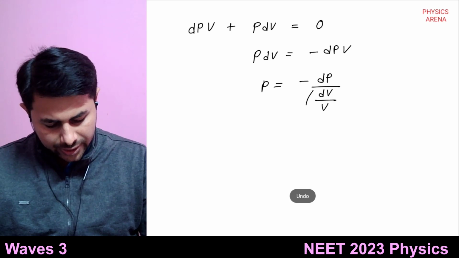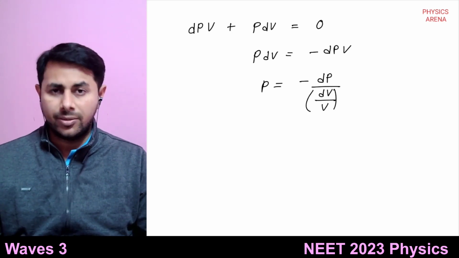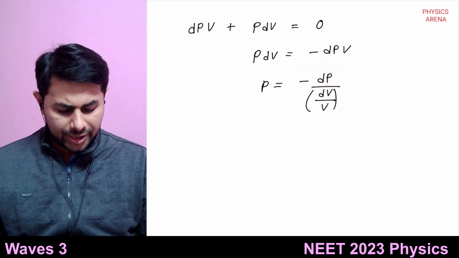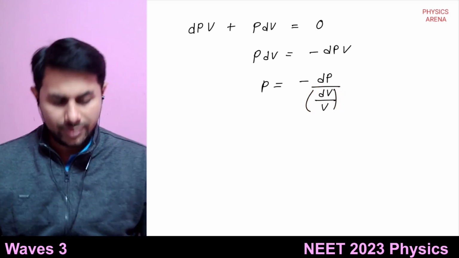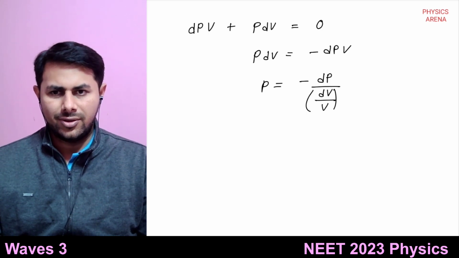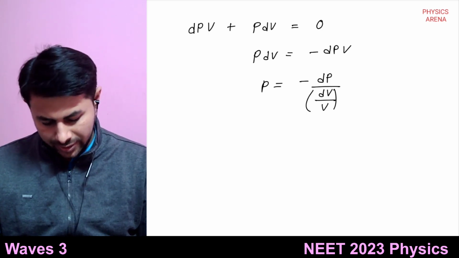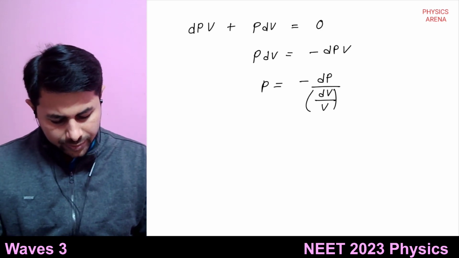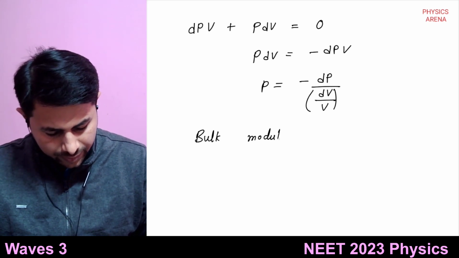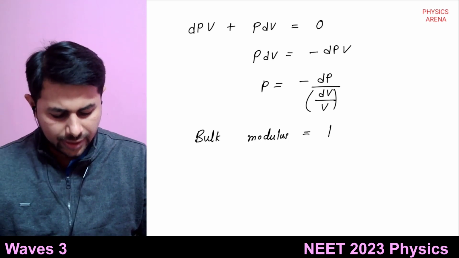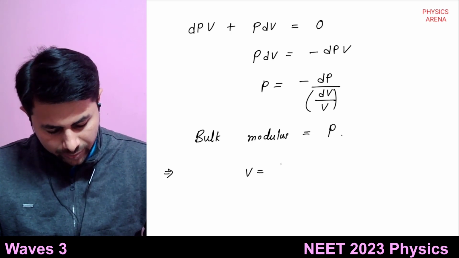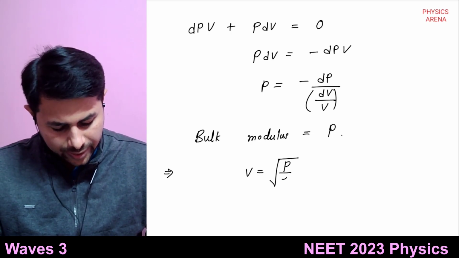So the pressure in a medium is equal to what? Minus of change in pressure divided by change in volume per unit volume. So what is this thing on the right hand side? It is the bulk modulus, right? So we can write that bulk modulus in this case is equal to the pressure. And then we get Newton's formula for velocity of sound in air.